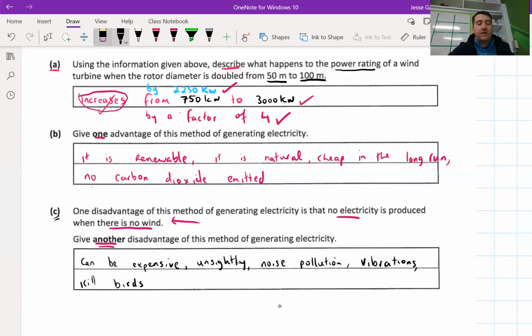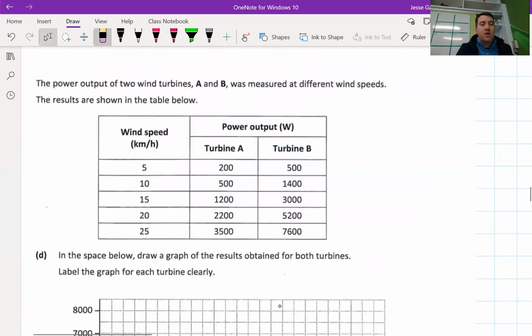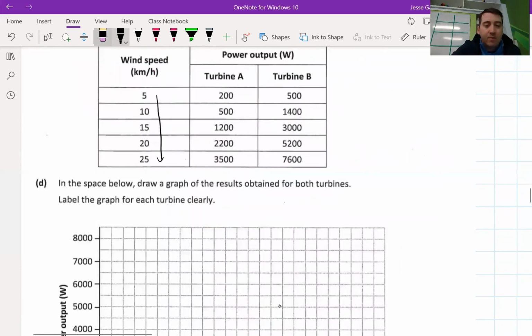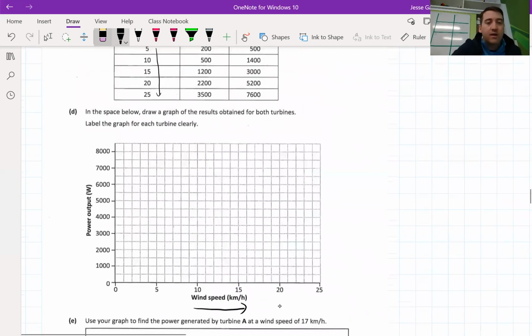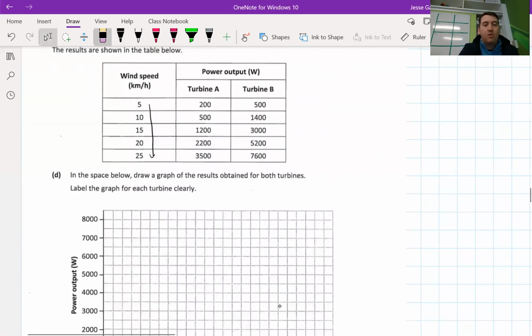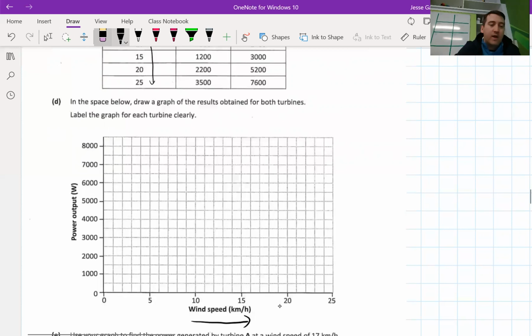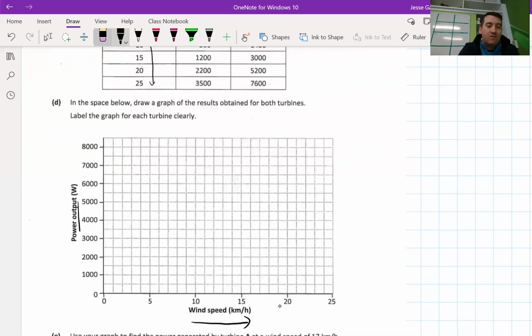Okay, so the next question says, the power output of 2 wind turbines, A and B, was measured at different wind speeds. It says the results are shown in the table below. So here are the different wind speeds, which we see represented on the graph down here. Look, here is the wind speed, and it goes up 0, 5, 10, 15, 20, and 25, and so on. And it says the power output was measured for 2 turbines. So this here is power output. Look, what we have on the y-axis is power output.